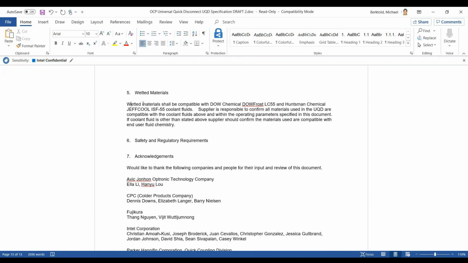Wetted materials should be compatible with Dow Chemical Dowfrost L55 and Huntsman Chemical JeffCool ISF 55 coolant fluids. Suppliers are responsible to confirm all materials using the UQD are compatible with the coolant fluids above and within the operating parameters specified in this document. If coolant fluid is other than stated above, supplier should confirm the materials used are compatible with end user fluid chemistry.